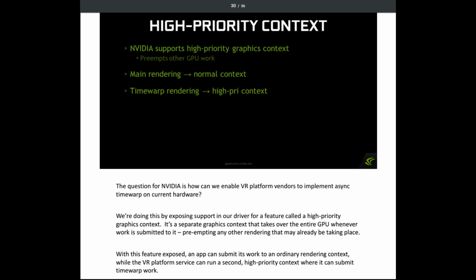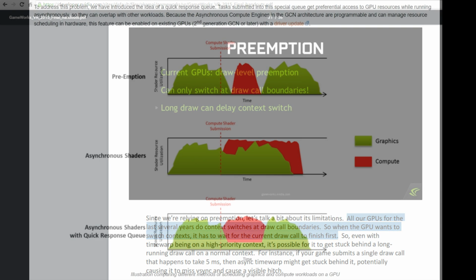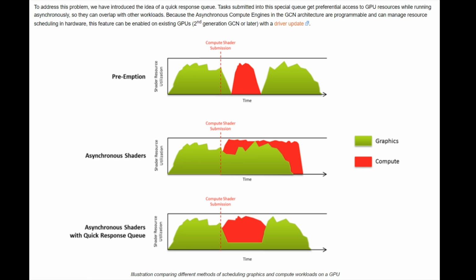In reality, this does not work, and NVIDIA was being generous with the truth. It turns out Maxwell, along with Kepler and Fermi, cannot actually perform preemption. The reason is quite simple, and NVIDIA actually explains it: "All of our GPUs for the last several years do context switches at draw call boundaries." So when a GPU wants to switch context, it has to wait for the current draw call to finish first. True preemption is the ability to halt a draw call being processed anytime to switch to another work item, finish the new work item, and then resume the prior draw call.